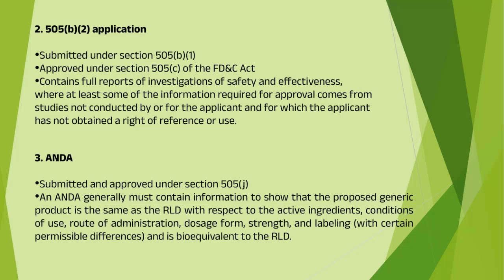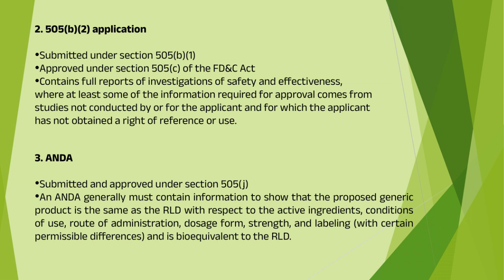Second type of application is 505(b)(2) application. Is submitted under Section 505(b)(1), approved under Section 505(c) of the FD&C Act. Contains full reports of investigations of safety and effectiveness where at least some of the information required for approval comes from studies not conducted by or for the applicant, and for which the applicant has not obtained a right of reference or use. Third type of application is ANDA.